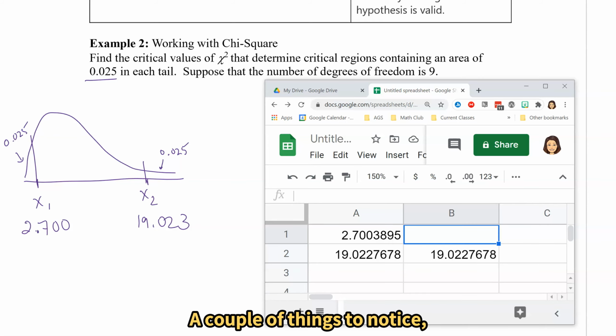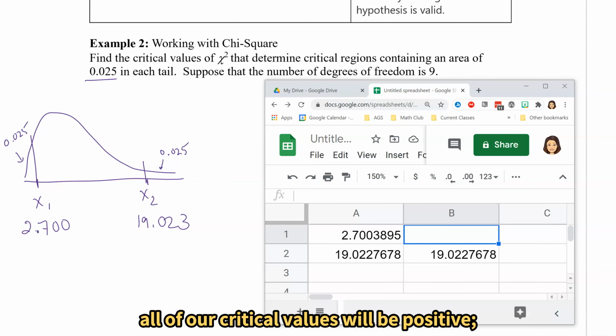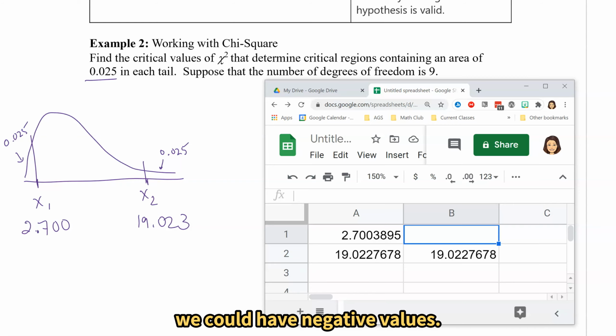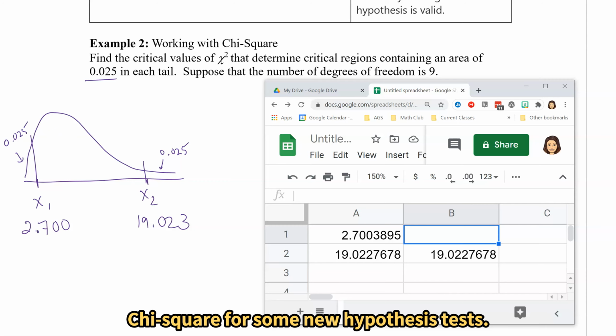A couple of things to notice. Both of these values are positive, which for chi-squared, all of our critical values will be positive. Unlike z and t, where the mean is 0, we could have negative values. We do not have that for chi-square. They will all be positive. Next up, we'll talk about how to use chi-squared for some new hypothesis tests.